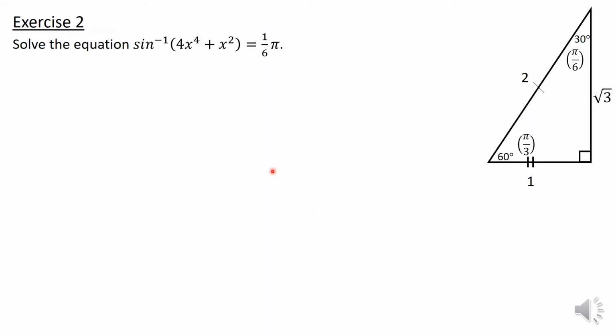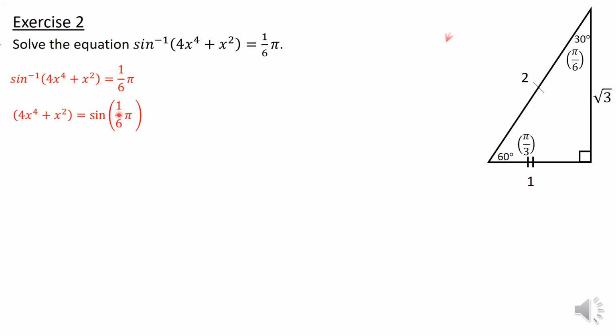So we're going to use that information, and we're just going to bring in two more equations. We're going to extend a little bit on what we have learned so far. I brought back my 30, 60, 90 degree triangle with all the measurements and the angles. We're now supposed to solve this equation. It's the same concept here. When you want to find the sine of which angle gives you that, you can rewrite it as: 4x to the power 4 plus x squared is equal to the sine of this particular angle. But what is the ratio there?